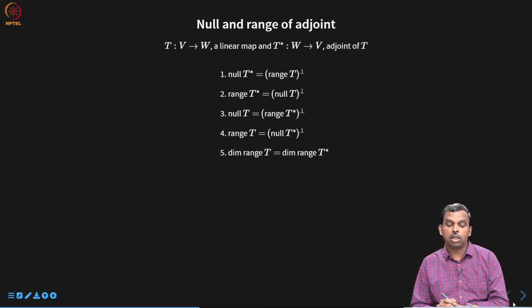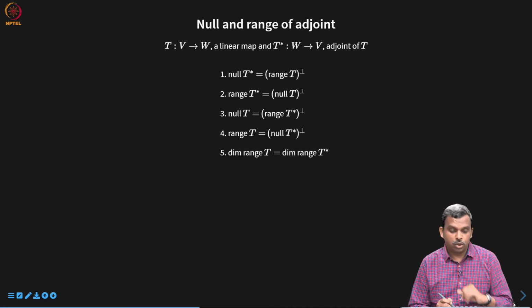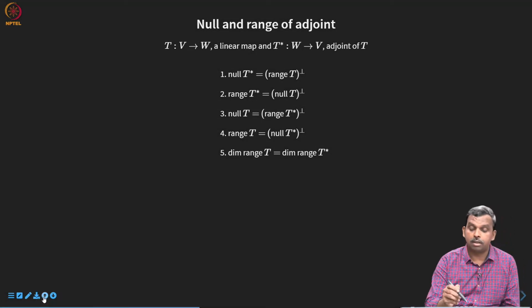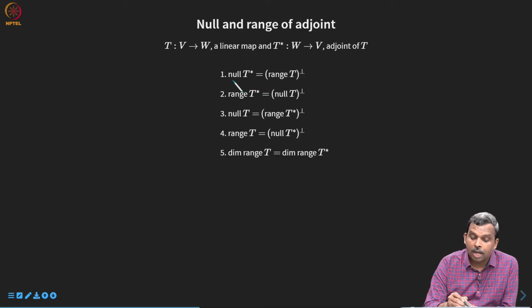So the orthogonal complement will enter the picture, and you can see it plays a big role here. Look at the first result, for instance. It's good when you look at a result like this to also think of what vector space each of these things is a subspace of, because sometimes it can be a bit confusing, so you should be clear on that. So null T star is actually a subspace of W. Range T is also a subspace of W.